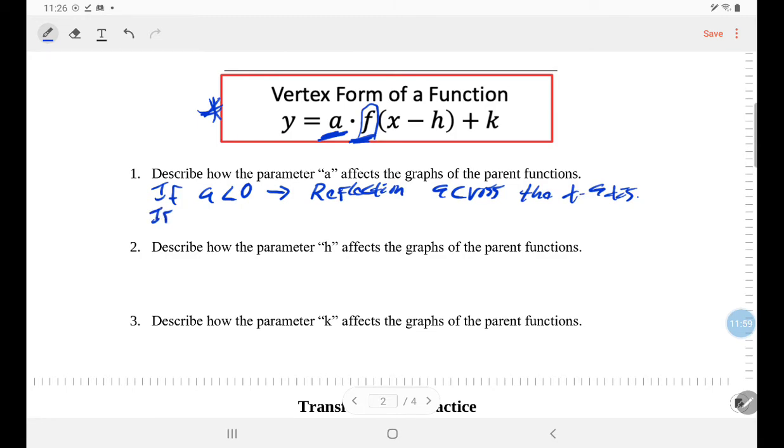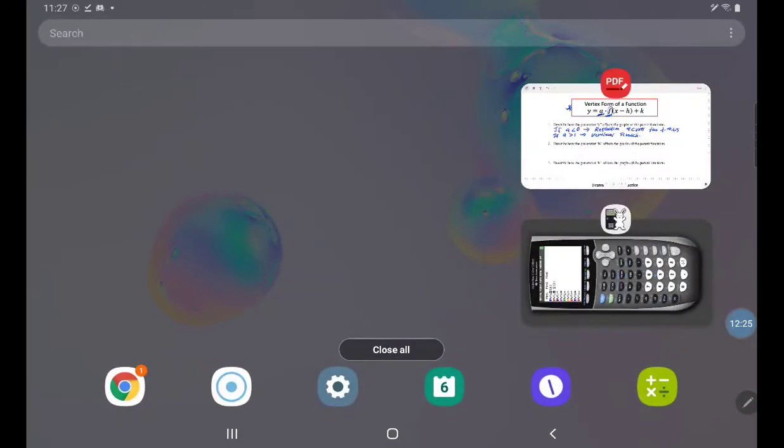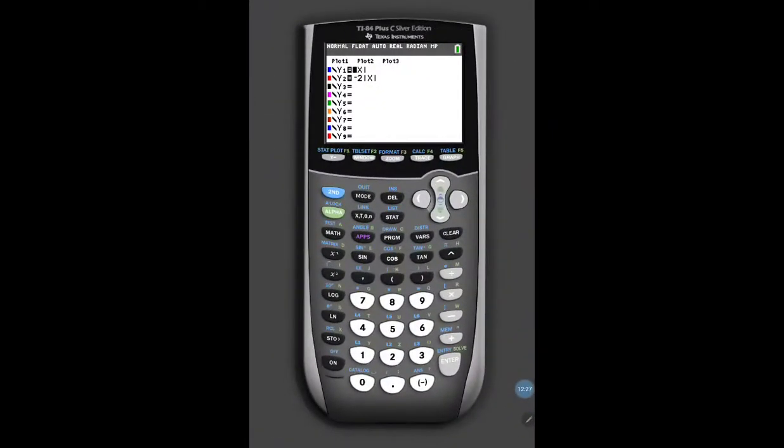I noticed that if a was greater than 1, that it got narrower, that it did that vertical stretch. So let's see what else we can do then. Let's see if we can get this compression now. So I'm going to go back to my calculator. And this time I'm going to take something like this.